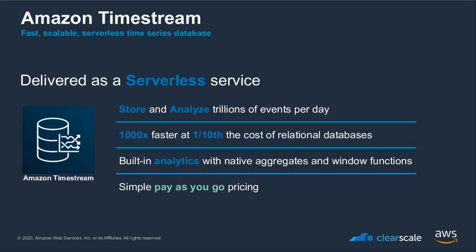So now let's look at Amazon Timestream. This is a time series database, typically used for IoT or operational applications, and it makes it easy to store and analyze trillions of events per day. It's about 1,000 times faster and a fraction of the cost of relational databases. And this is where we go into those purpose-built databases.